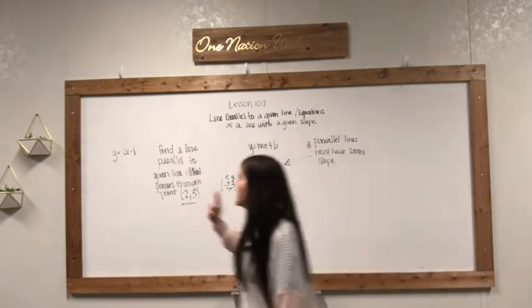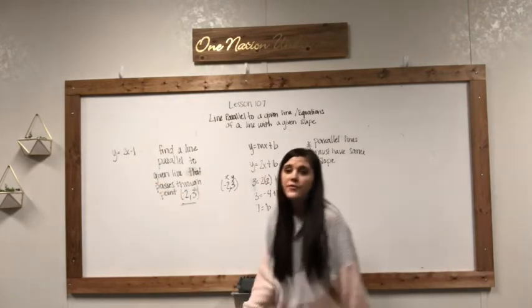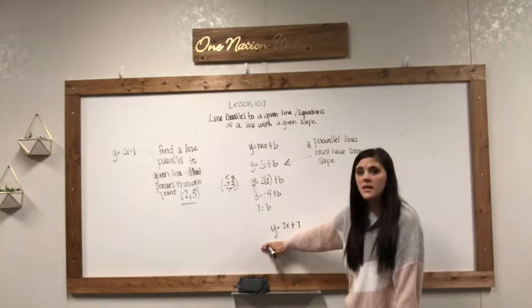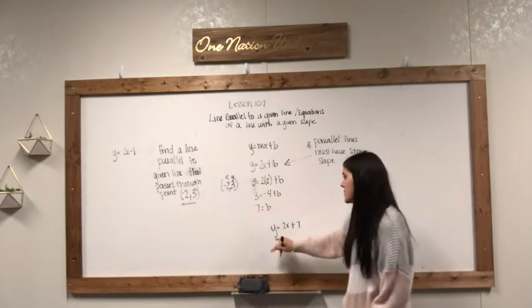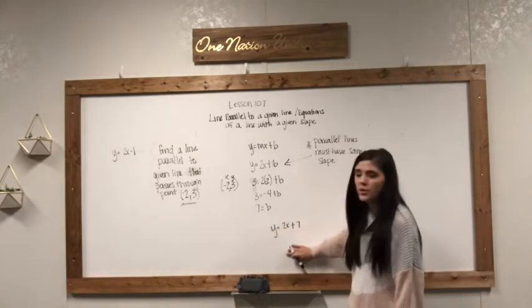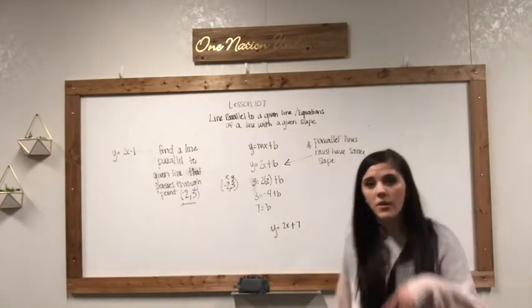We know the slope because it's the same slope as the first one, and then we have solved for our b. So this would be the equation for that second line. So we've got y equals 2x plus 7. So that is actually your complete answer. Okay, let's do another one.